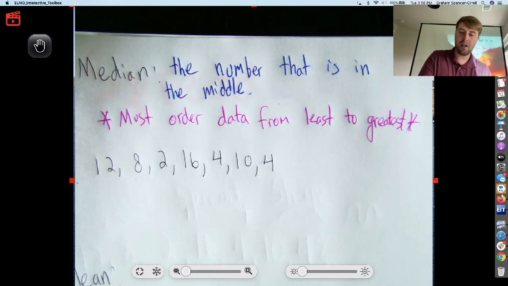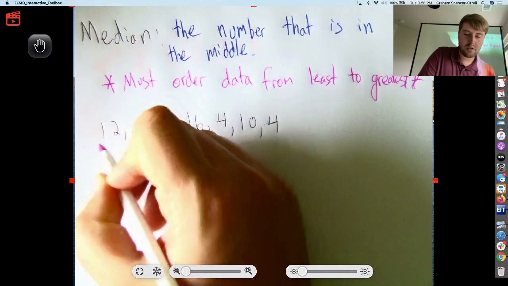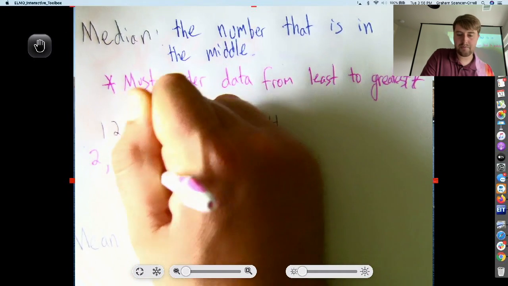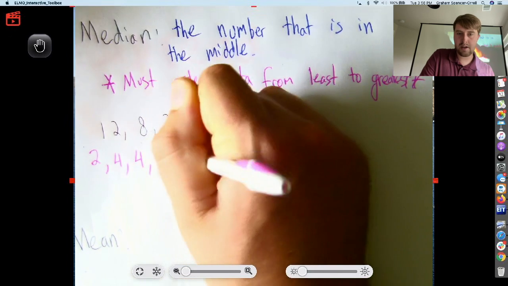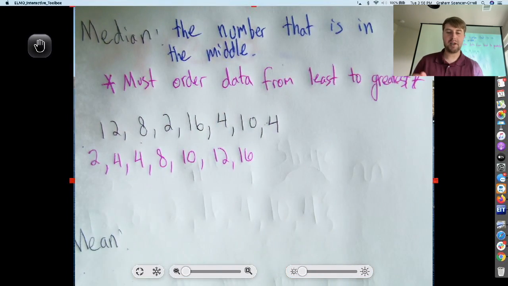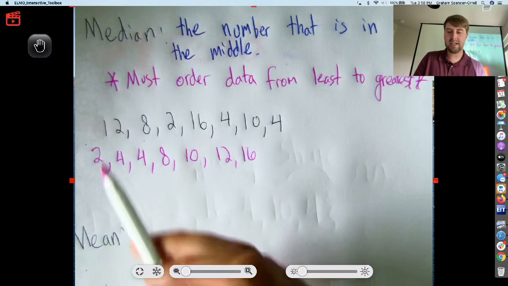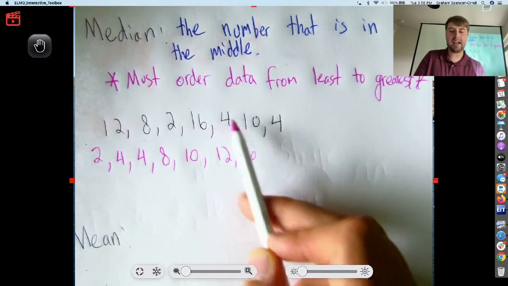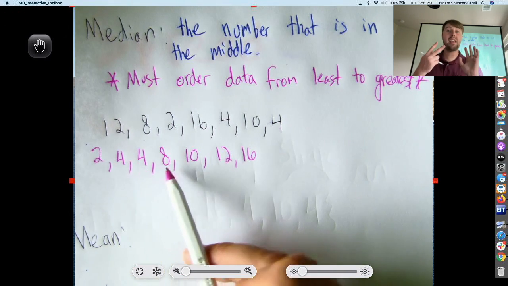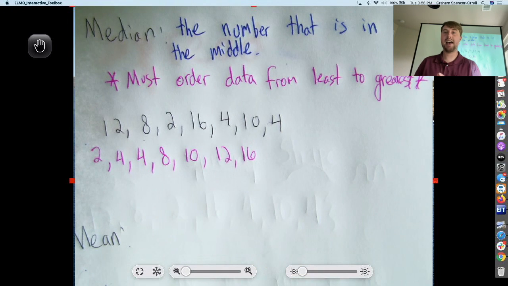Going in order from smallest to biggest, it goes 2, 4, 4, 8, 10, 12, 16. Now, I always like to just double check my work, make sure I didn't leave out any or put in any extra data. So I count the number of data points we had, 1, 2, 3, 4, 5, 6, 7, and then I count the number we just reordered, 1, 2, 3, 4, 5, 6, 7. They both have 7 data points, so we didn't lose any data. It doesn't look like we added any data.